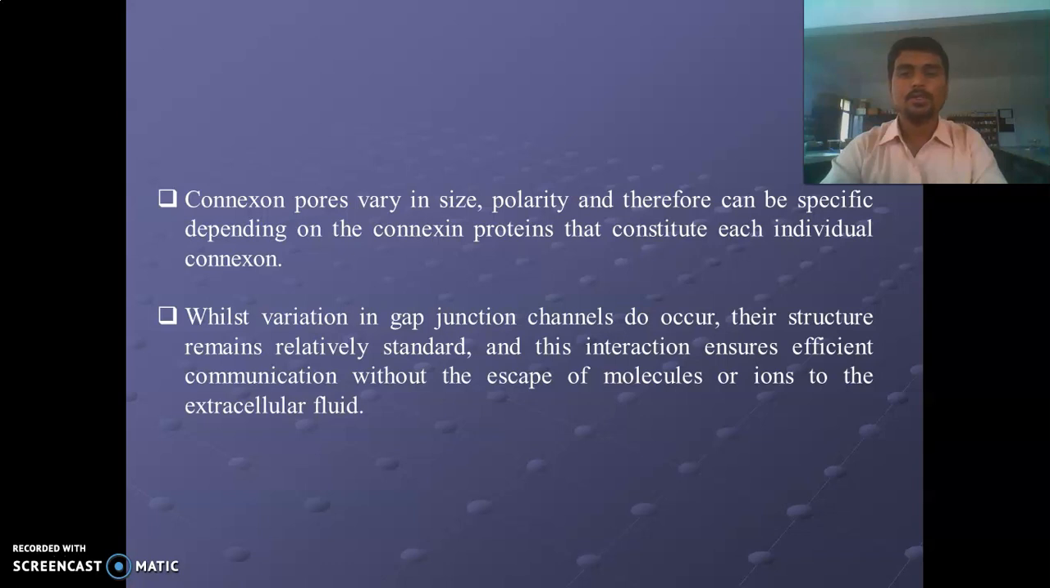Now, connexon pores vary in size and polarity, and therefore can be specific depending on the connexin proteins that constitute each individual connexon. Whilst variation in gap junction channels does occur, their structure remains relatively standard, and these interactions ensure efficient communication without the escape of molecules or ions to the extracellular fluid.